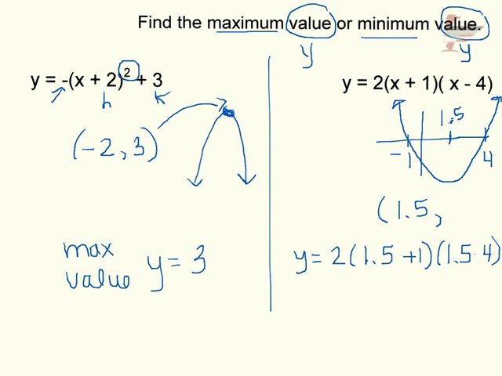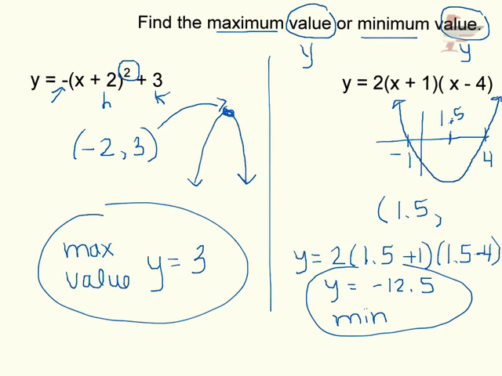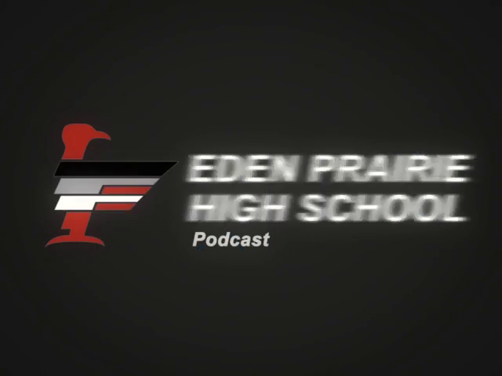And I do this in another video, and I'll do it a little bit slower. But anyway, you can plug that into your calculator to get the y-coordinate, which is -12.5. And that is because I have a parabola opening up, my minimum value. So I had a maximum value and a minimum value.